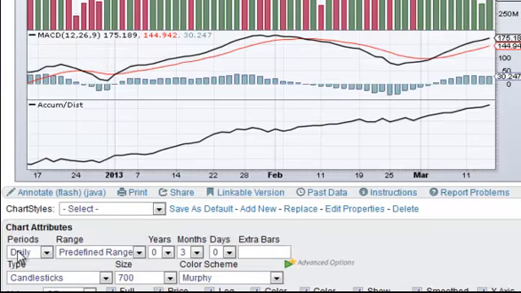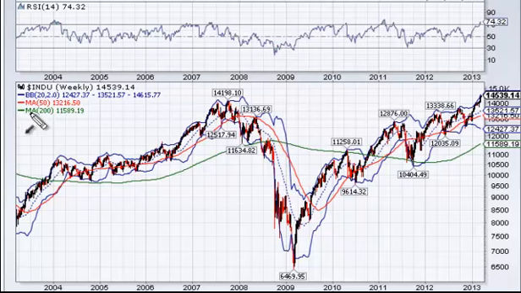Alright, first off I'm going to change the time period of the candlesticks to weekly, and then I don't want any months, let's make it years, go up 10 years, and we'll update that chart. Okay, here we are looking at the Dow Jones Industrial Average. This is going to be the weekly.